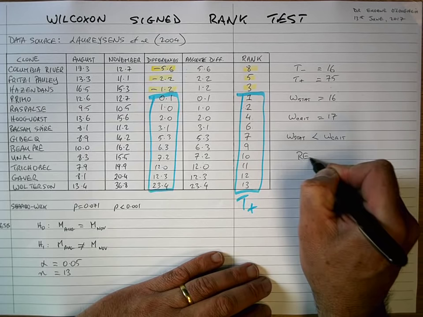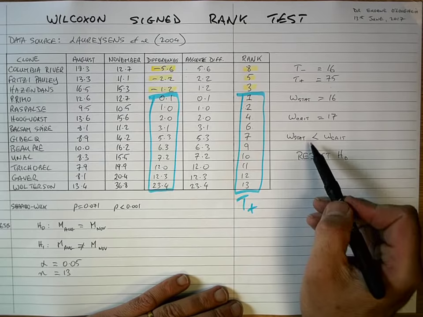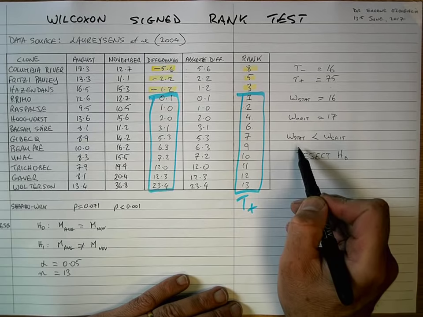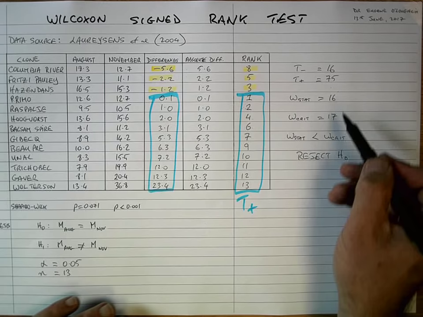We reject H0. And be very, very careful with this, because in many statistical tests, you only reject when the test statistic is greater than the critical value. But in the Wilcoxon signed rank test, it's the reverse of that. So if we want to reject the H0, we have to get a test statistic less than the critical value. So here, 16 is less than 17, therefore our W stat is less than W crit.